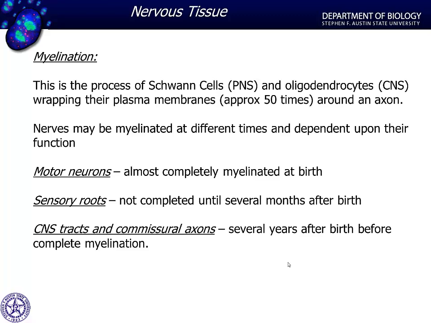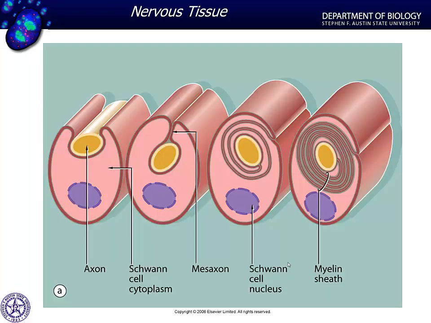Now, myelination is not complete at the time you're born. It's not at all. So motor neurons are almost completely myelinated at birth. Sensory neurons take several months after birth. And portions of your central nervous system, the tracts, the commissural axons that are going across from right to left or left to right, either in the spinal cord or in the brain, those may take several years after birth before myelination is complete. So timing is everything. Motor, then sensory, and then we finish off our central nervous system as it continues to develop.